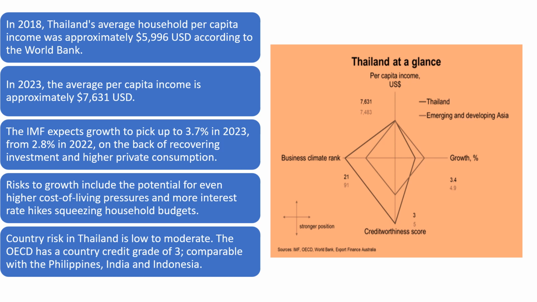But in 2023, the average per capita income is approximately 7,631 US dollars. The IMF expects growth to pick up to 3.7% in 2023 from 2.8% in 2022 on the comeback of recovering investment and high-end private consumption. Country risk in Thailand is low to moderate. The country has a credit grade of 3, comparable with the Philippines, India and Indonesia.